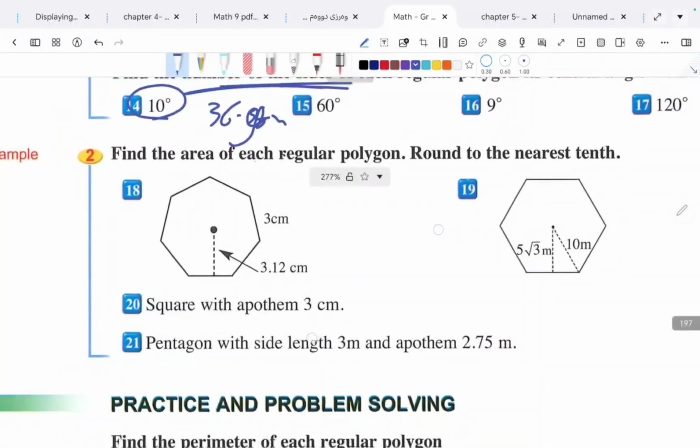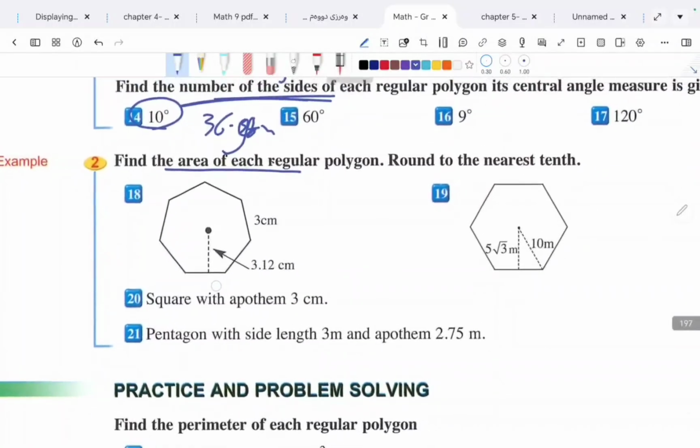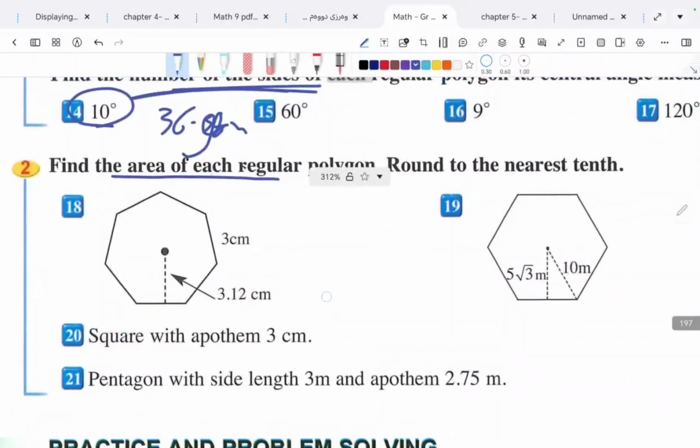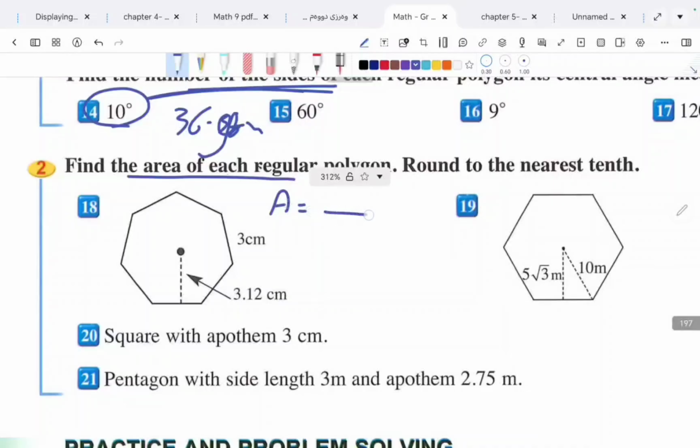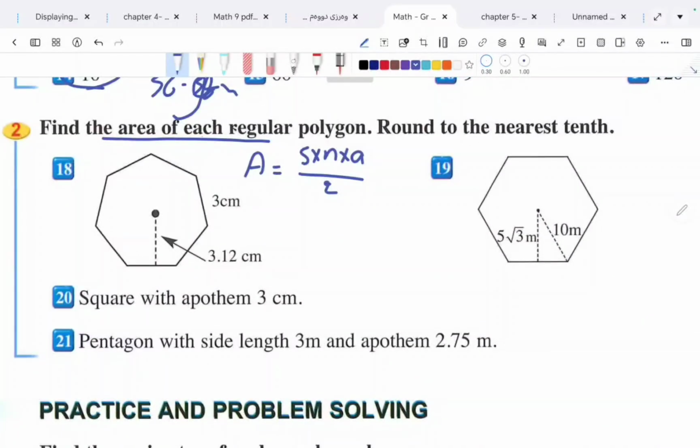Now we have find the area. Okay. Find the area of each regular polygon. What's the rule of area? Area equals s times n times a out of 2, s n a out of 2. Okay. As I told you, s is what? Side length equals what? S equals 3.